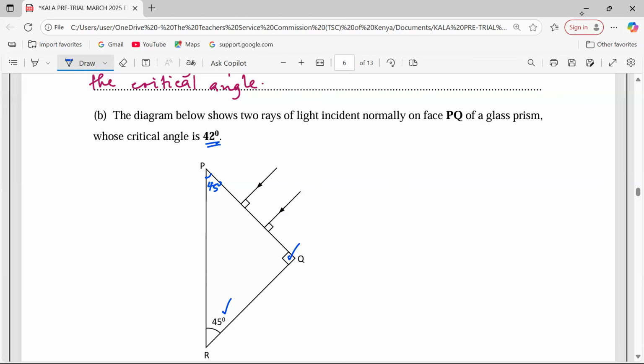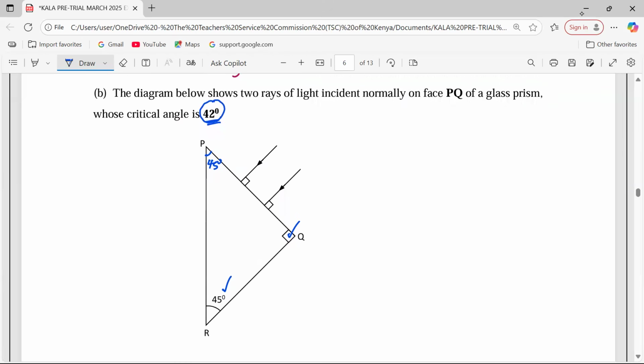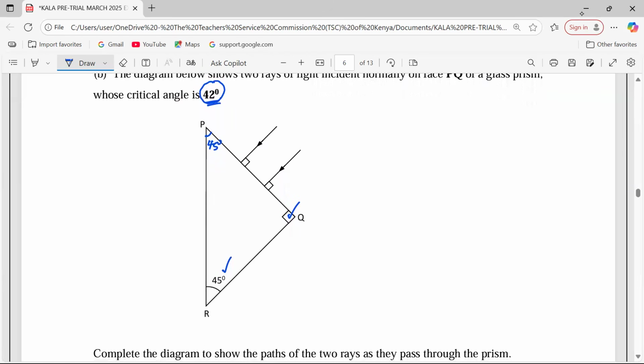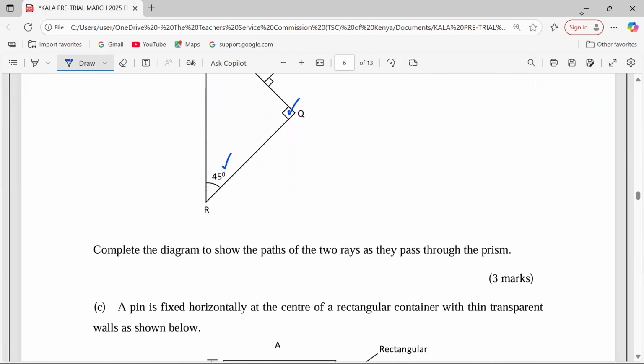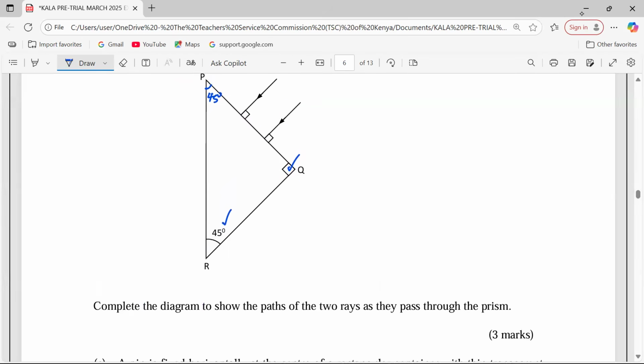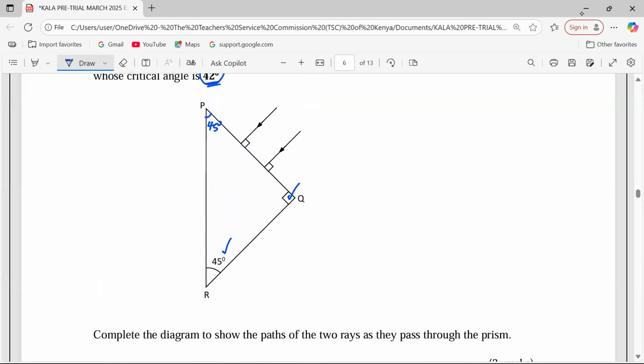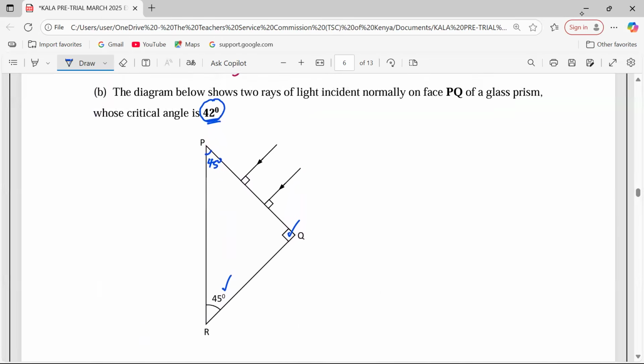Then now, beyond there, we're supposed to get to the question. I hope you've taken into account that the critical angle is 42 degrees. If the critical angle is 42 degrees, ladies and gentlemen, we can proceed to respond to a few things here. And what are we responding to? Complete the diagram to show the path of the two rays as they pass through the prism. So as they pass through the prism, how are they going to behave?